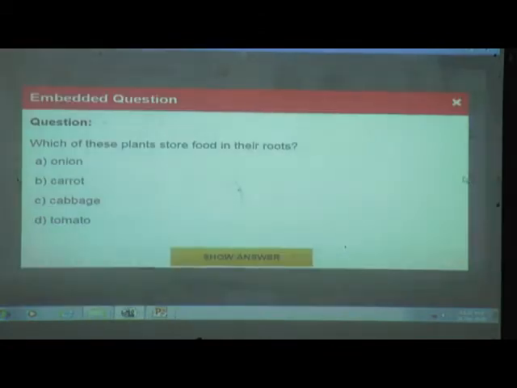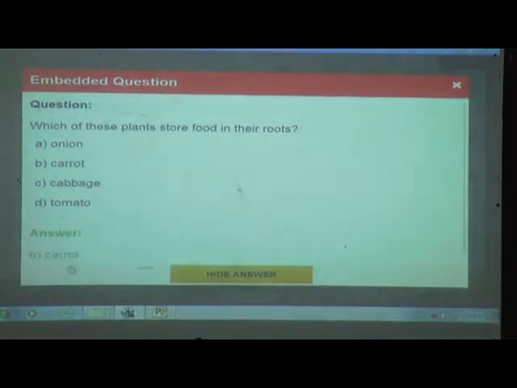Now the next question. Which of these plants store food in their roots? The options are onion, carrot, cabbage and tomato. I'll repeat the question. Which of these plants store food in their roots? Which plant grows in the roots only? Do you remember? I have shown you the picture. Yes, very good. Carrot, isn't it? Carrot is a food which is stored in the roots only, isn't it?